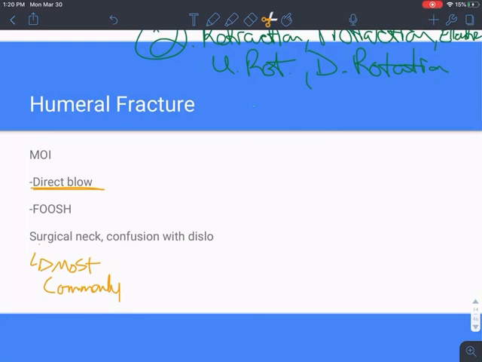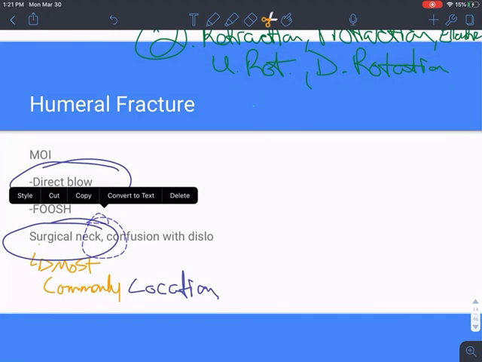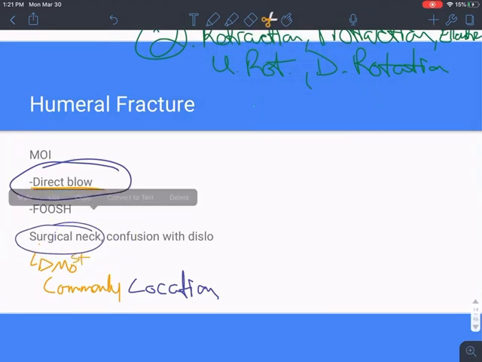Let's talk about humeral fractures. Most commonly, for humeral fractures, it's a direct blow, most commonly at the surgical neck. A lot of times it gets confused with a dislocation. This is where my body, my choice comes into play.